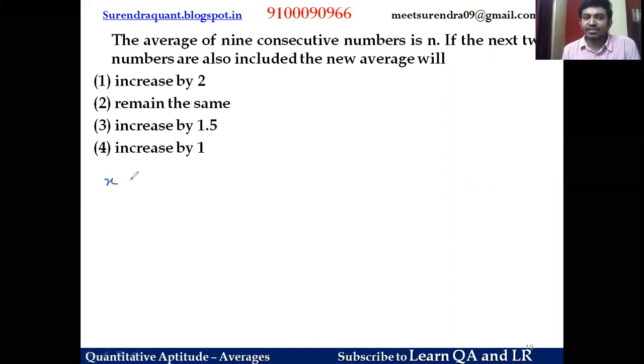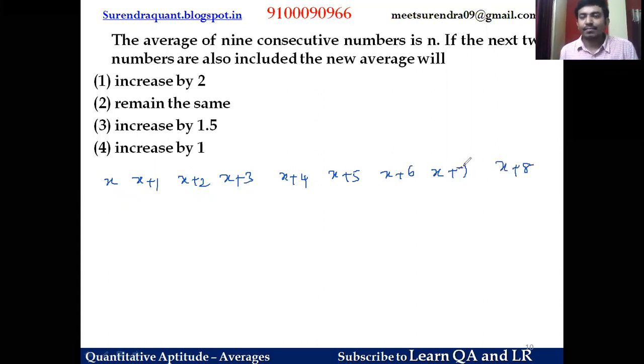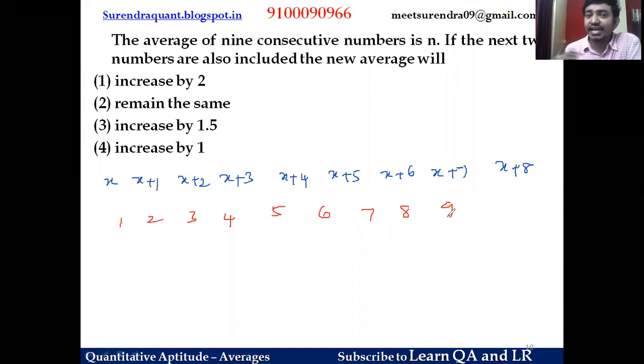If I take 9 natural numbers as x, x plus 1, x plus 2, x plus 3, x plus 4, x plus 5, x plus 6, x plus 7, x plus 8. But what I recommend, if you personally ask me, is number taking. Don't take x. Take 1, 2, 3, 4, 5, 6, 7, 8, 9. These are the first 9 natural numbers, first 9 consecutive numbers, right?